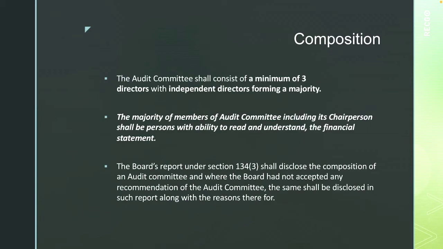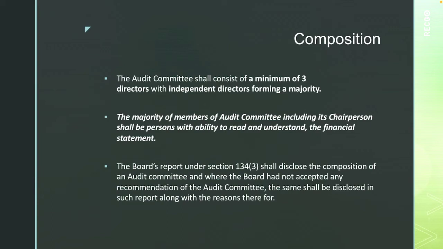The chairman of the audit committee shall be an independent director, and the chairman of the audit committee shall be present at the annual general meeting to answer shareholder queries. Okay, the company secretary shall act as the secretary to the committee. This is how the composition will be done.